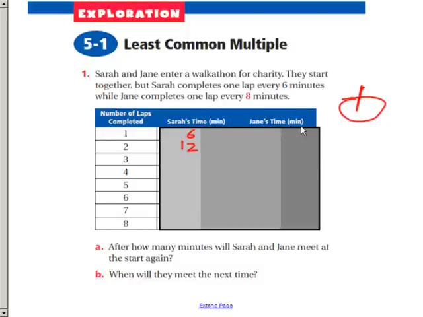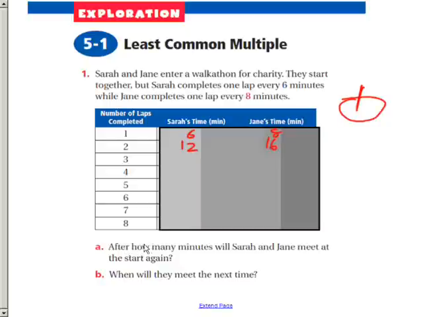Then you're going to look at Jane. She runs around the track and completes a lap in 8 minutes. So lap 1 was done in 8 minutes. Then she goes around the track again, and it's another 8 minutes, so now she's run for 16. Go ahead and finish both.